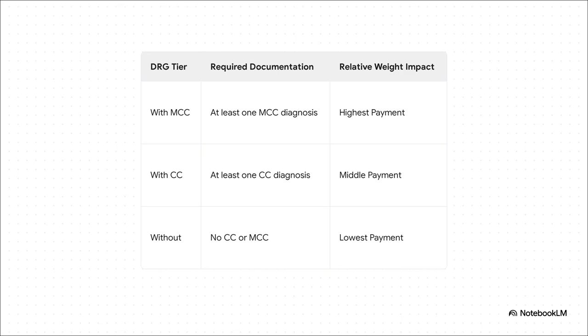The DRG triplet structure is entirely reliant on your documentation. If you capture an MCC, a major complication or comorbidity, boom, you hit the highest relative weight. If you miss it, you drop down to the lowest payment tier. For these incredibly complex hematologic malignancy patients, missing that documentation means leaving potentially thousands of dollars on the table.